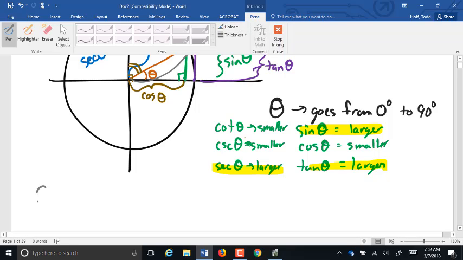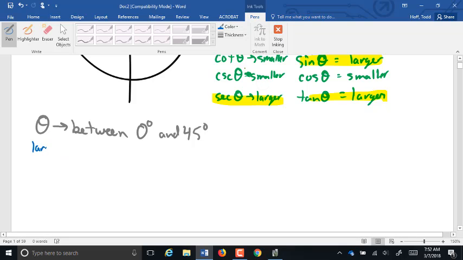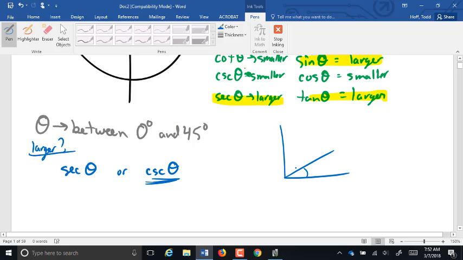So if theta is between 0 degrees and 45 degrees, which is larger? Secant of theta or cosecant of theta? Cosecant. Because if the angle itself is between 0 and 45, that means the complement's bigger than the angle, right? So the complement will be bigger.